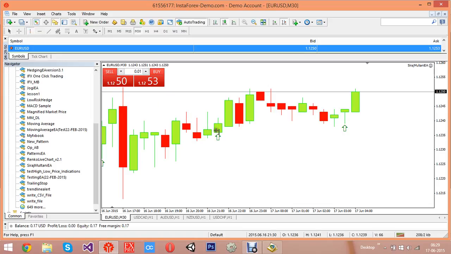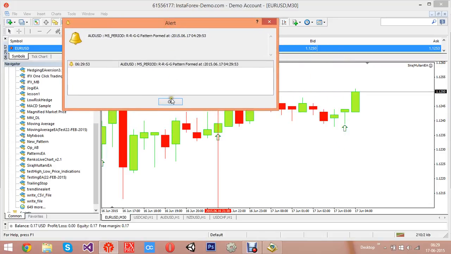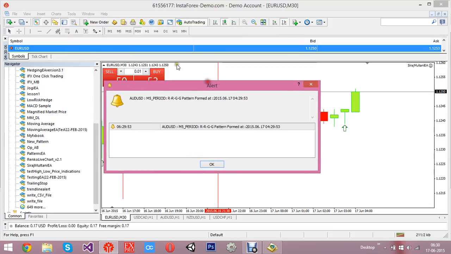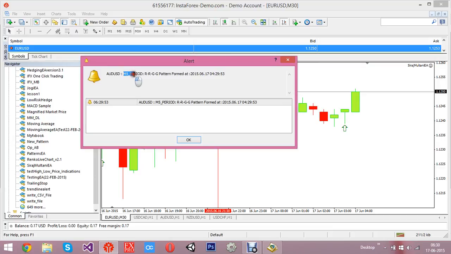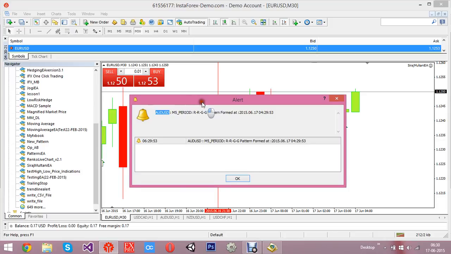for example, if we have over here, this is the 0th, 1, 2, 3, 4. Okay, I have an alert over here. This is an alert for the M5 period, and the RRGG pattern formed at blah blah blah. So you can see over here I'm on the M30 time frame, and this alert is for the M5 period. And I'm also on EUR/USD, and this is for AUD/USD, the Australian dollar and the US dollar.